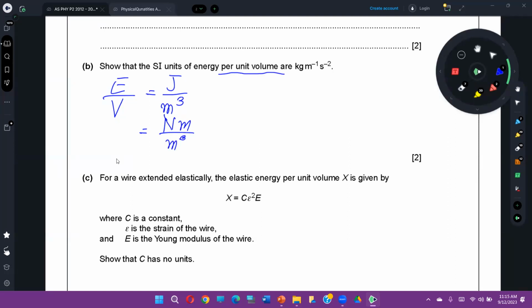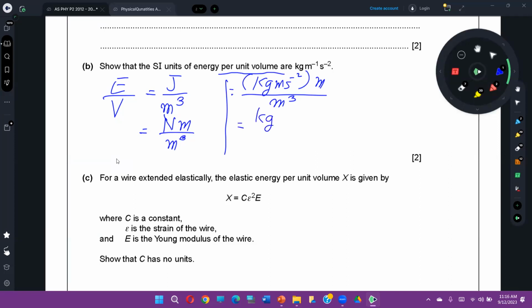What is Newton? In place of Newton, I will write kg m s minus 2, and put a bracket into meter upon meter cube. First, simplify the numerator. Can you help me to simplify the numerator?